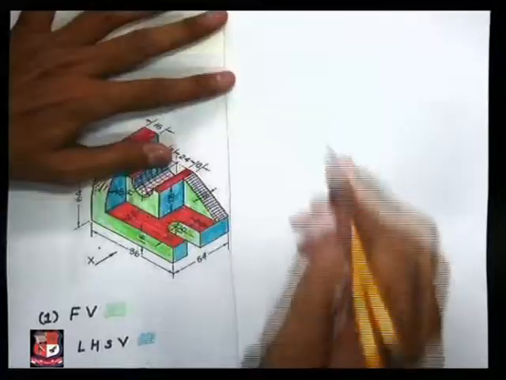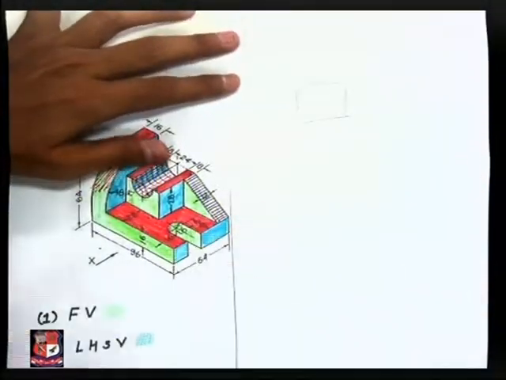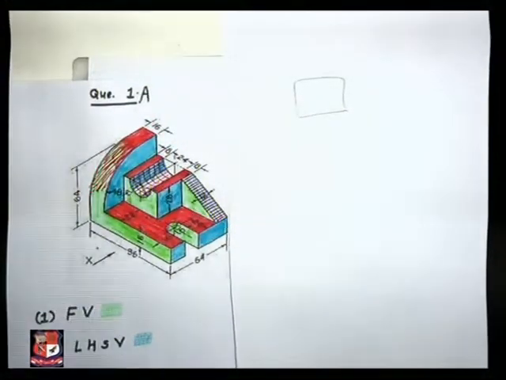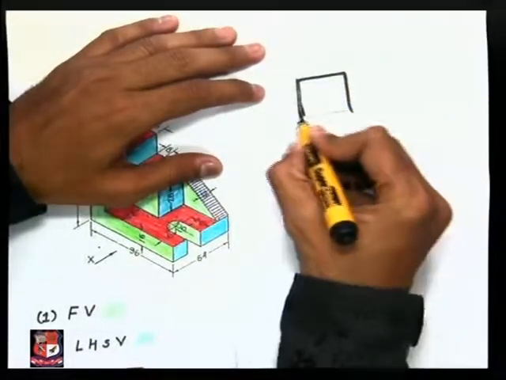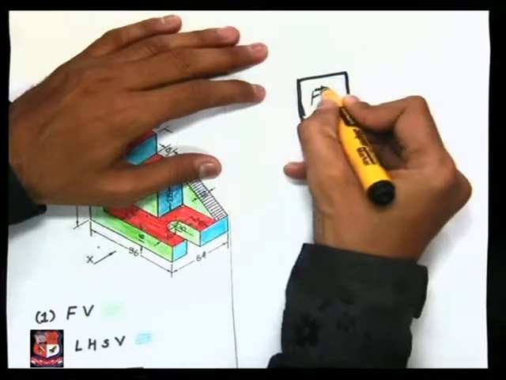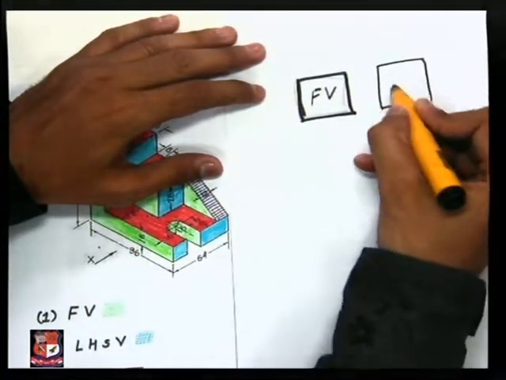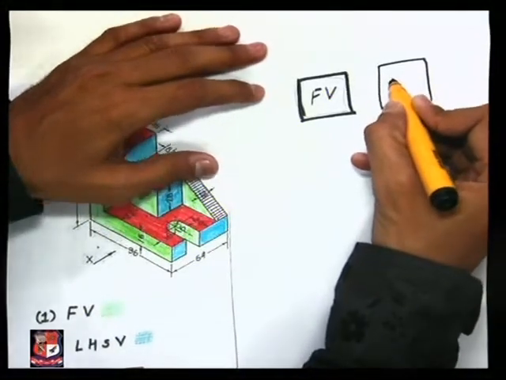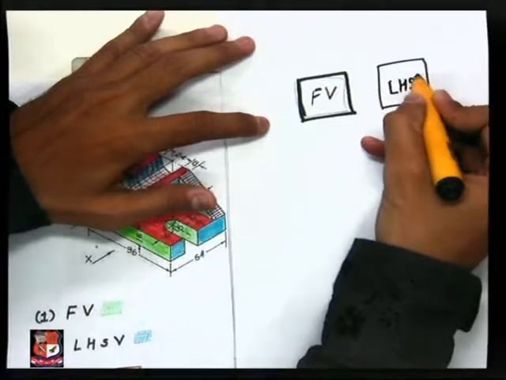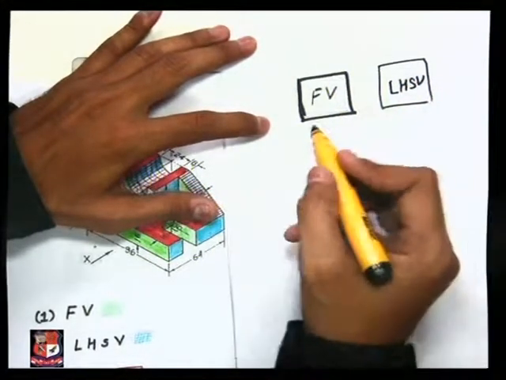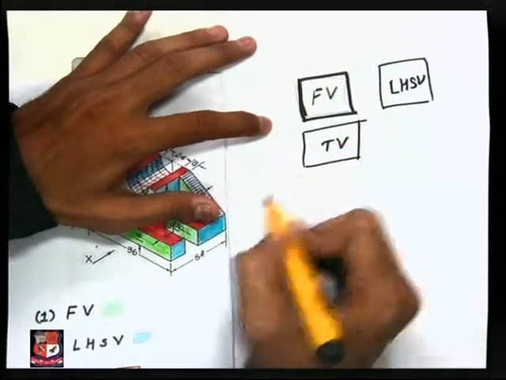It could be planned like this. First draw 4 views like this, 4 rectangles. Front view would be here. Let me start from front view. Then to the right side of front view, left hand side view would be there. Then top view would be below front view, so here top view would be there.